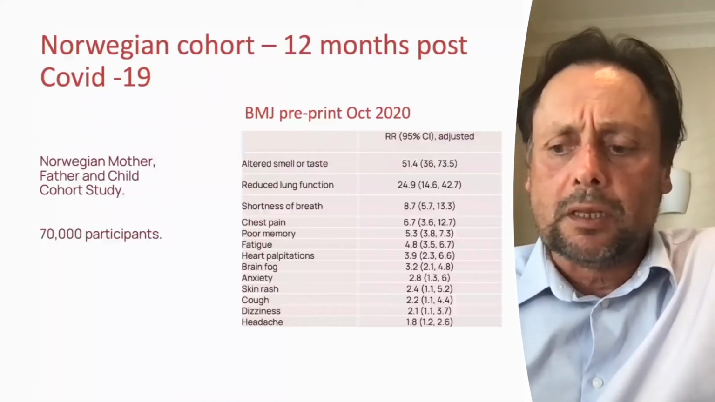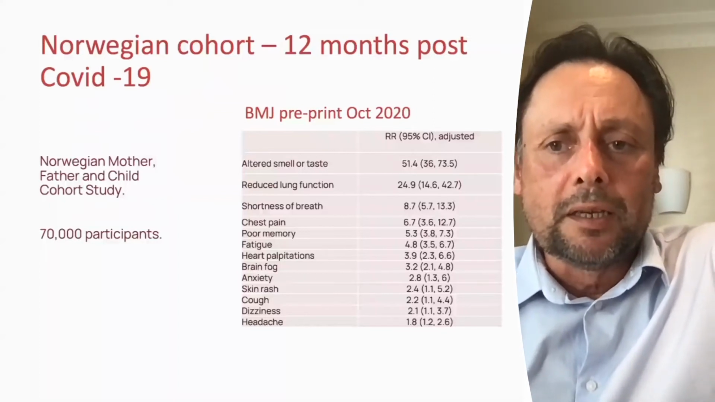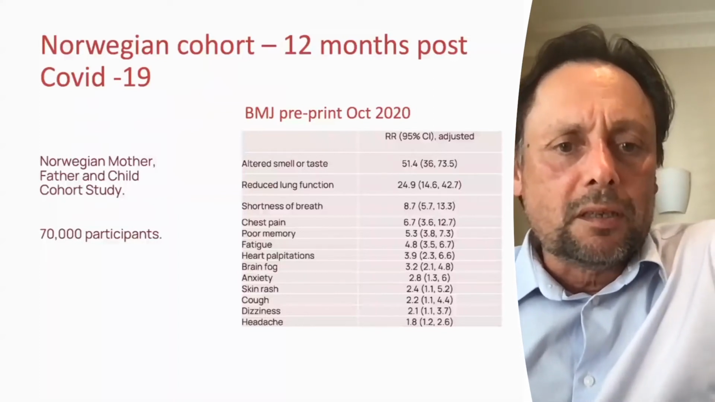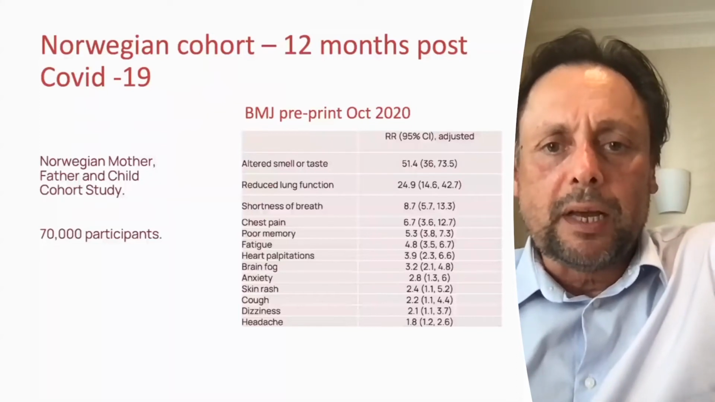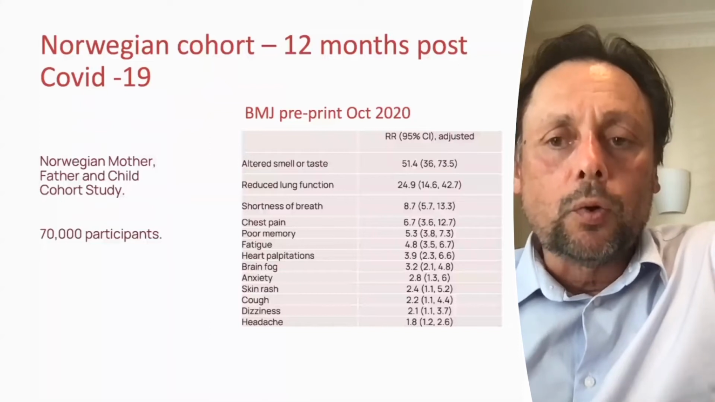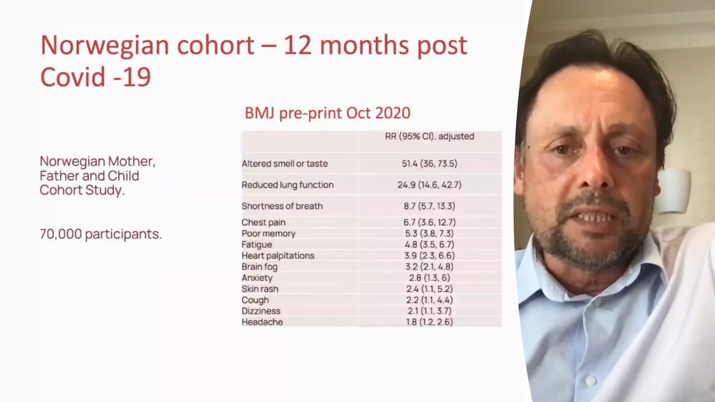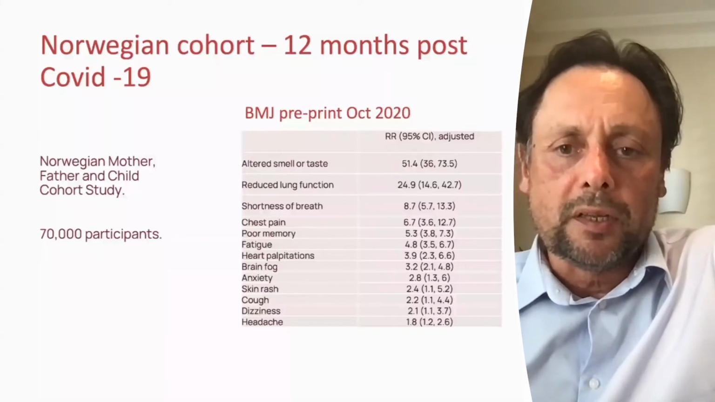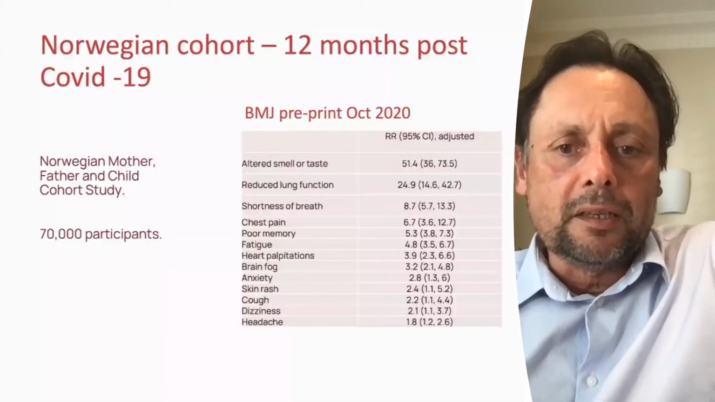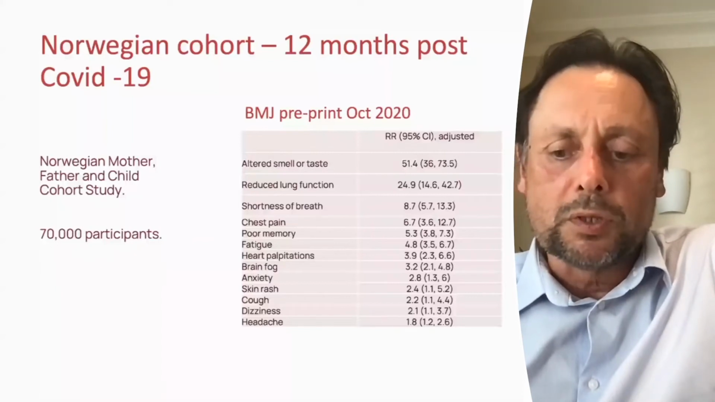These cases clearly would have been a combination of alpha and delta, but at 12 months, of the 70,000 participants, about half reported altered smell, a quarter reduced lung function, with less than 10% reporting ongoing shortness of breath, pain, and the neurocognitive symptoms that were recognized more so in the aftermath of SARS.